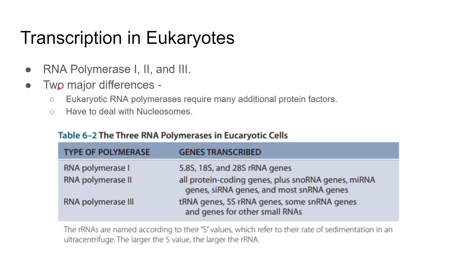Anyway, the two major differences in prokaryotic and eukaryotic transcription is that eukaryotic RNA polymerases require many additional protein factors. So we talked about the sigma factor in prokaryotes, and there are many more protein factors involved in eukaryotic transcription. And if you're also in the epigenetics course, we have talked about how nucleosomes and chromatin can dictate the rate of transcription, and RNA polymerases have to deal with these nucleosomes and chromatin.